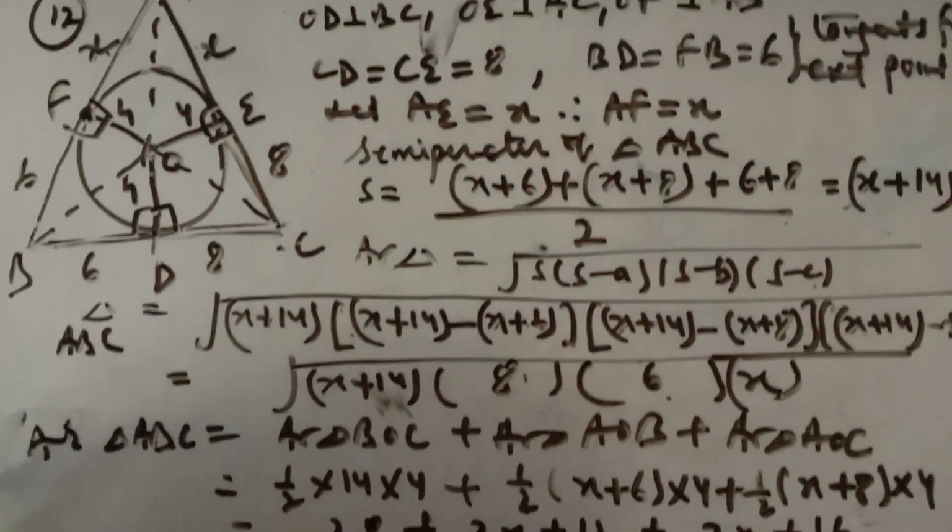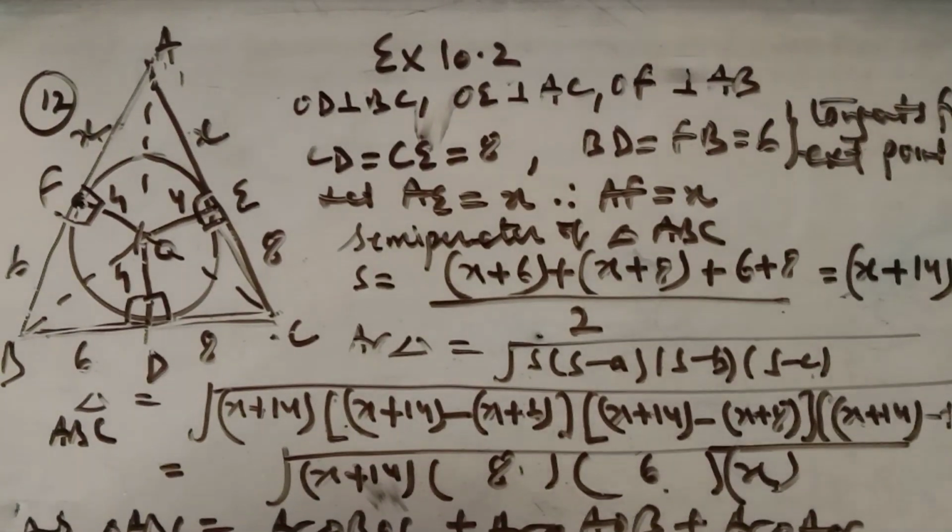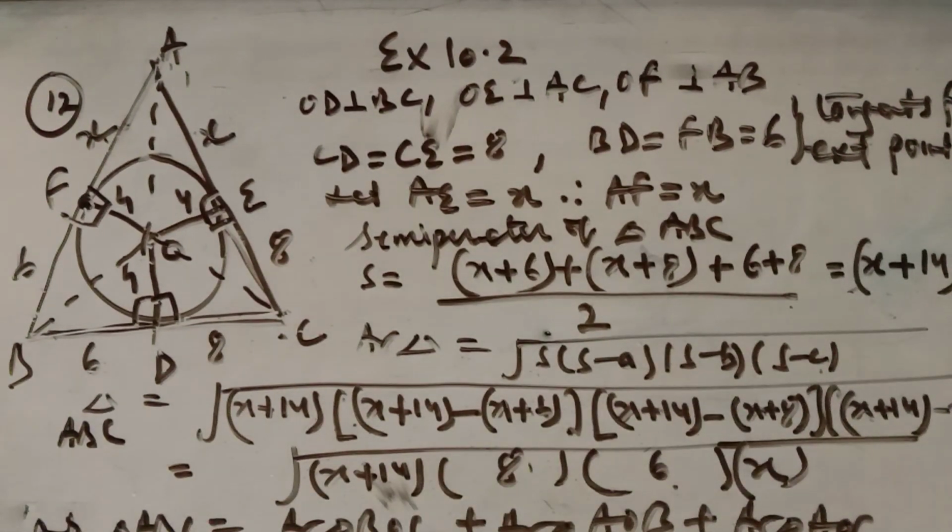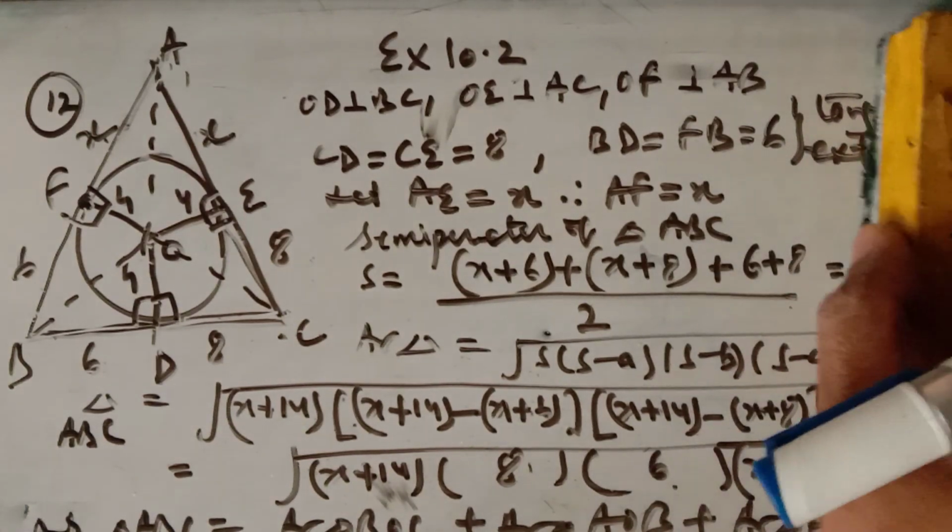So this is the completion of exercise 10.2, and this is a very lengthy solution. So you should practice it at least three to four times to master this solution. This was question number 12. Now I'm taking one or two more questions based on tangents to a circle.